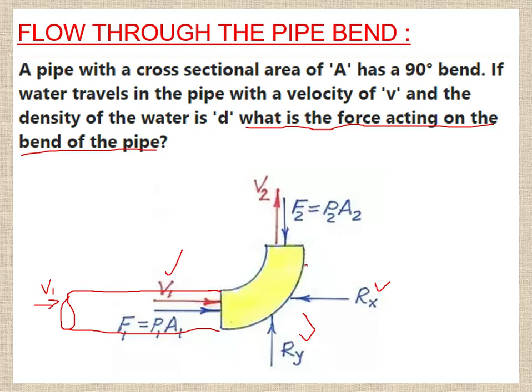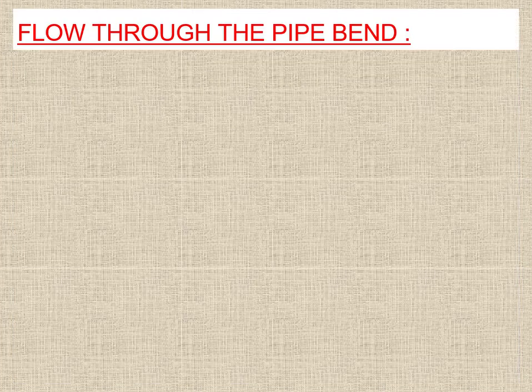So what are the forces acting on the bend of the pipe? This is the bend of the pipe. We are going to calculate the force on the bend of the pipe. This is the reactive force against the fluid flow, to anchor this elbow. So let's analyze one by one.